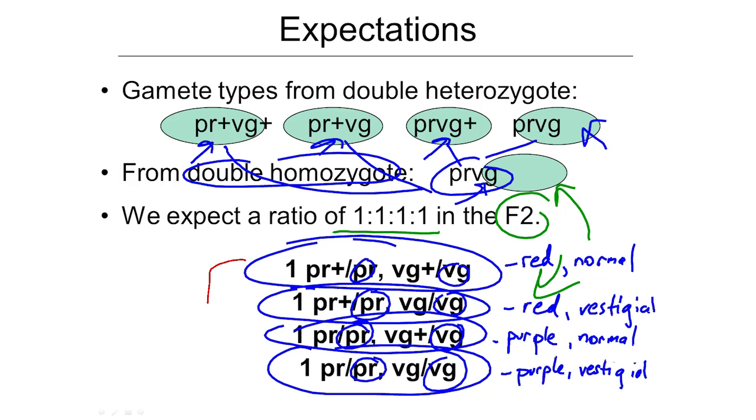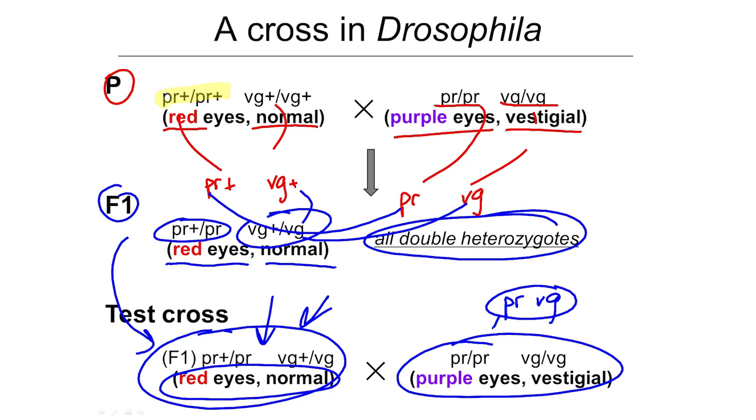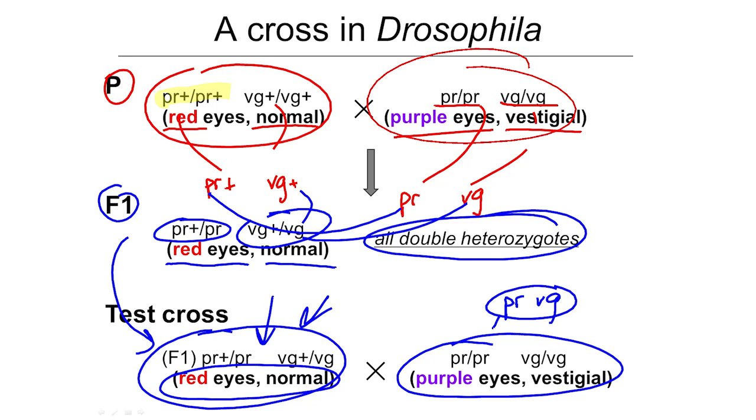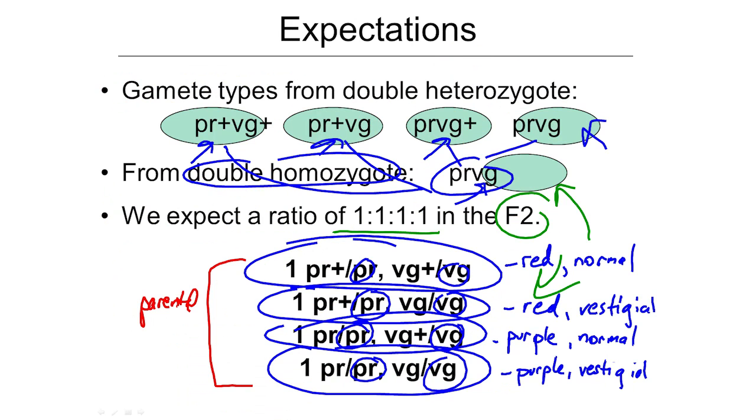In other words, these ones here are parental, right? Because red and normal and purple and vestigial were the same as these original parents. And then we're seeing these two over here, which are recombinant, right? We've used these terms before. They have a combination of traits that are different than that of the original parents or anyone else we've seen in this cross. So that's what we should expect.